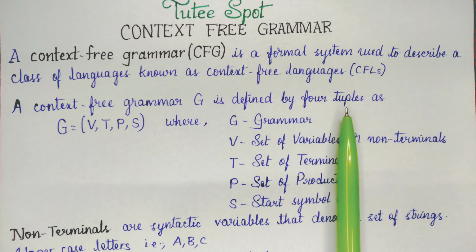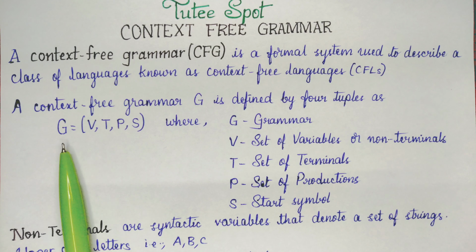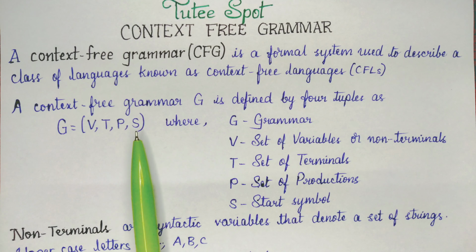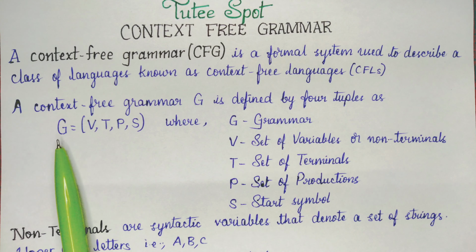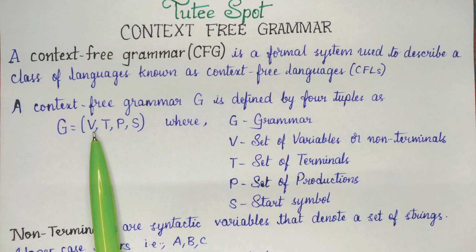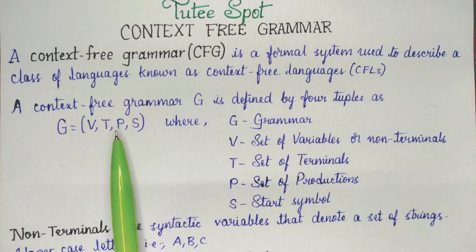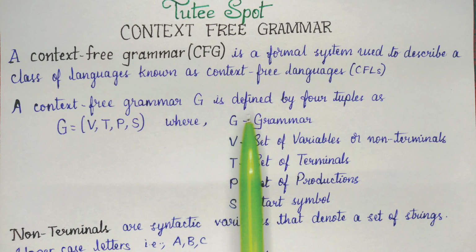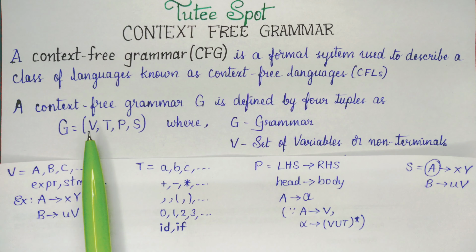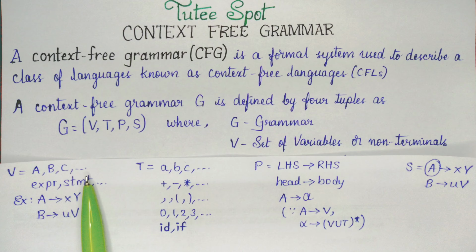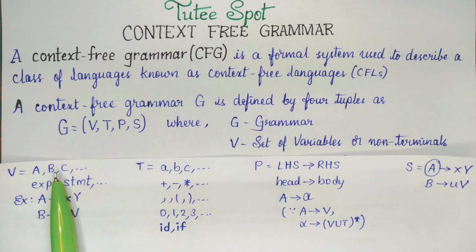A CFG is formally defined by four tuples: G = (V, T, P, S), where G means the grammar, V means the set of variables or non-terminals, T means the set of terminals, P means the set of productions, and S is the start symbol. V is a collection of variables or non-terminals. That means uppercase letters like capital A, capital B, capital C and so on, or lowercase italic names like expression, statement, and many more.